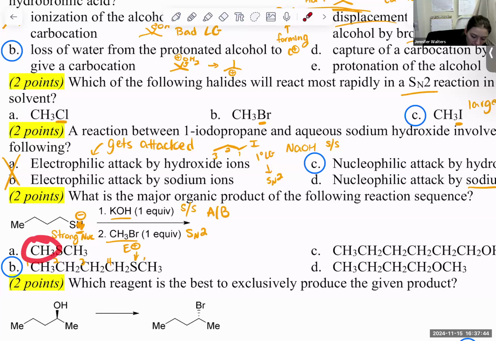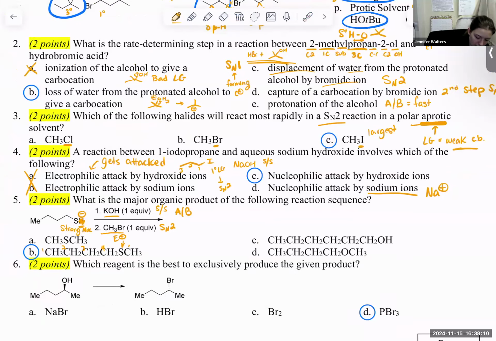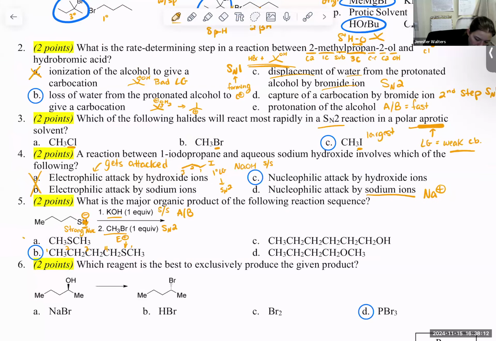So this would have required us to attack. Actually, there's no way to make this. There's no way to have this group break off and then also have this become a CH3. There's no way to have that methyl and the sulfur there. So carbon's not a good leaving group. No way to do that.